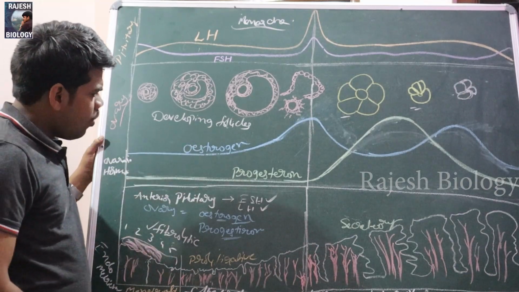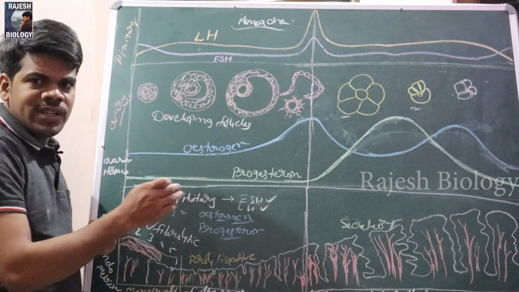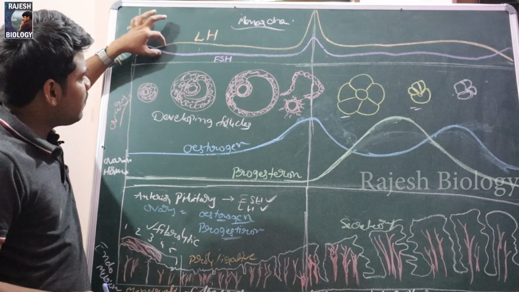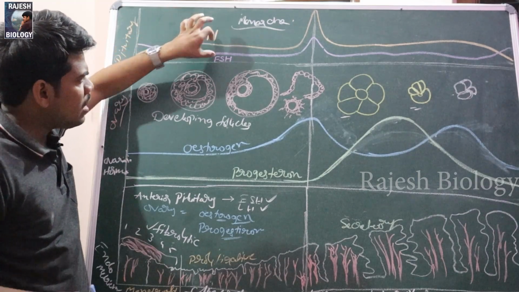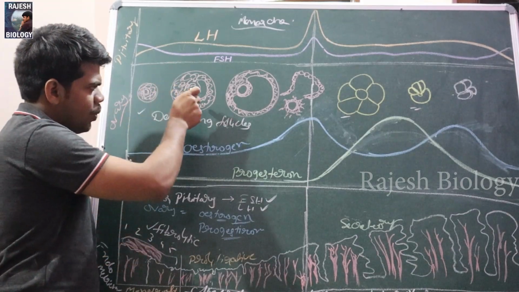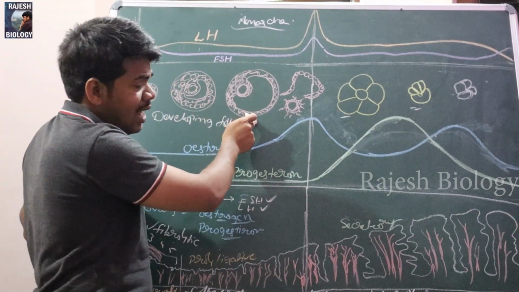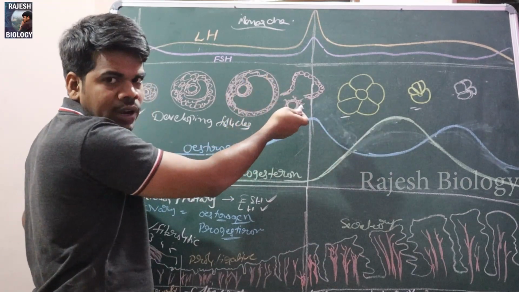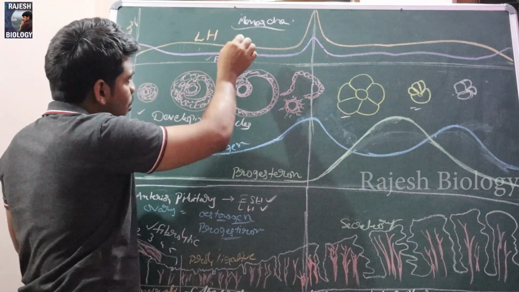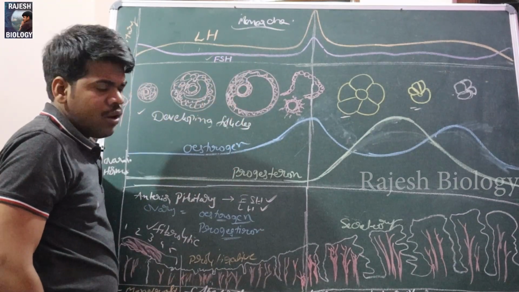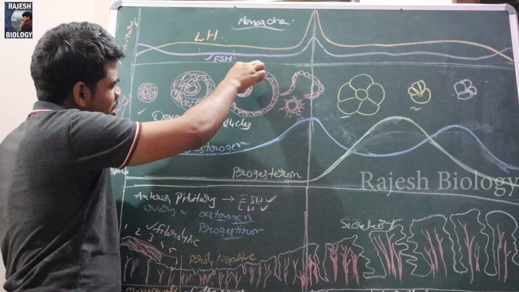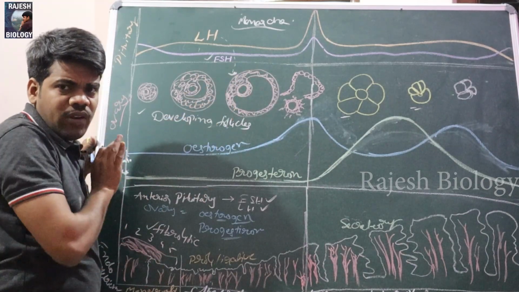Next, follicular phase. Once the menstrual phase is completed, the anterior pituitary is going to release FSH and LH hormones. Follicle stimulating hormone acts on one primary follicle that is going to develop into the secondary, tertiary follicle and completely matured Graafian follicle. So in this phase, the follicles develop because of the follicle stimulating hormone. Not only FSH, LH also acts on these developing follicles.